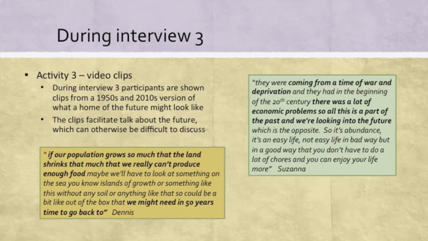We showed our participants 2 videos. We've got 2 different representations of the future here. The first is from the 1950s. It was a house which was part of a Disneyland exhibit called Tomorrowland. So it was represented as a house of the future in 1957, I think.